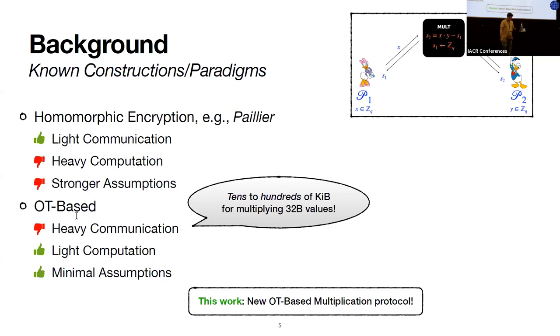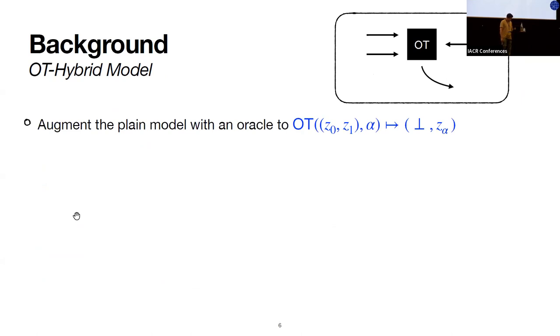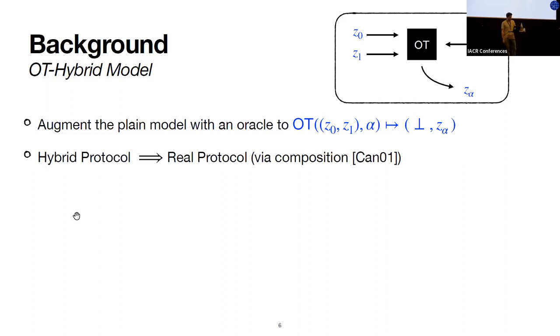Good, so before I give more background on OT and OT-based protocols, I want to quickly define what an OT-based protocol is. Simply put, a protocol is OT-based if the only underlying cryptographic primitive it uses is the OT. Slightly more formally, we define protocols in the OT hybrid model where the parties have access to an oracle calculating the OT, the oblivious transfer. I will remind you that OT takes two inputs from the sender and one bit from the receiver, and it delivers the value indexed by the bit to the receiver. Good. So it goes without saying that protocols in the OT hybrid model give rise to protocols in the standard model by simply replacing the oracle call with a secure protocol for OT.